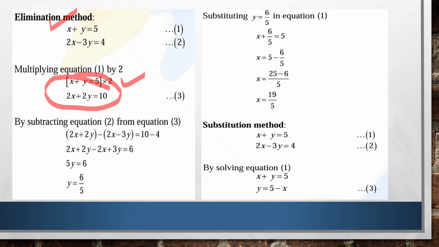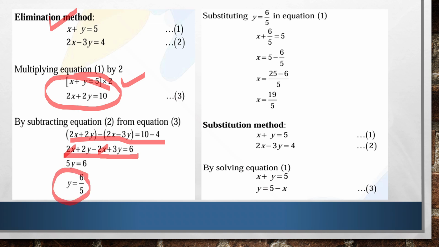Again, subtracting equation 2 from 3, I will write 2x plus 2y minus 2x minus 3y is equal to 10 minus 4. I can write 2x plus 2y minus 2x plus 3y is equal to 6. Here I can cancel plus 2x and minus 2x. So 3y plus 2y is 5y is equal to 6. So y is equal to 6 by 5.